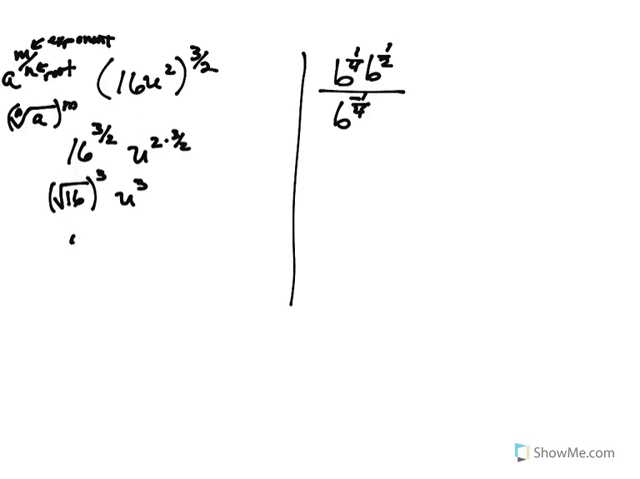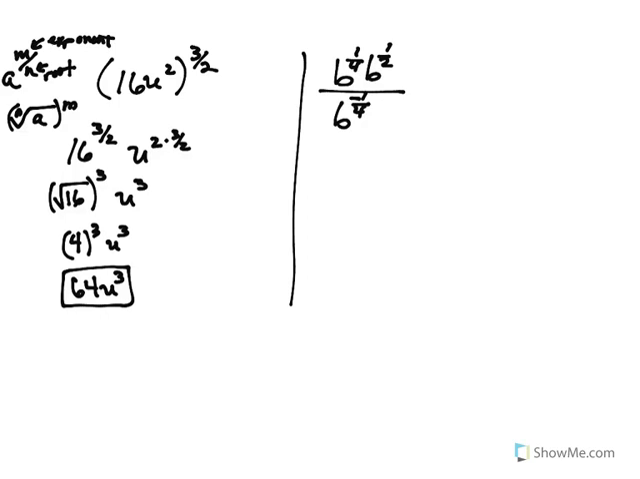So the square root of 16 is 4. 4 cubed gives us 64. So 64u to the 3rd power. And that's it. On this next one, we have b to the 1/4 times b to the 1/2 all over b to the negative 1/4.